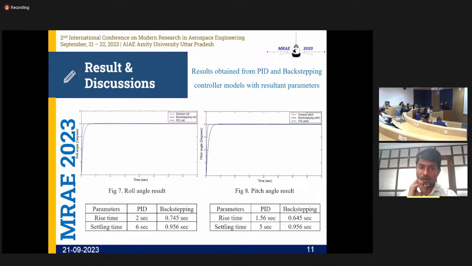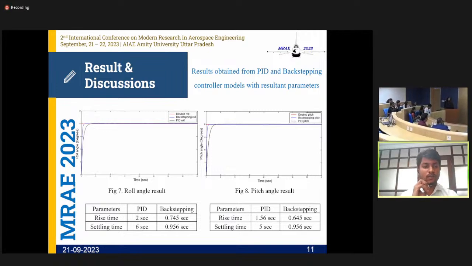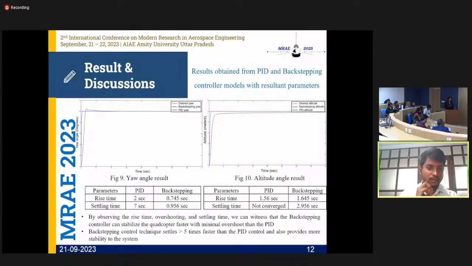In the result part, you can see how the angles are achieved faster, like the roll angle and the pitch angle, better than with the PID controller. So we can see that backstepping is working. PID is also working, but backstepping is more robust and more effective than the PID controller. And now this is for the yaw, and this is for the altitude part.